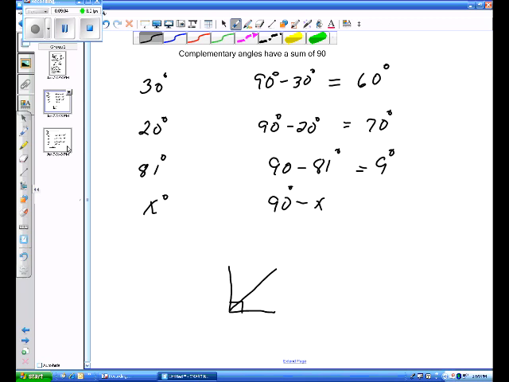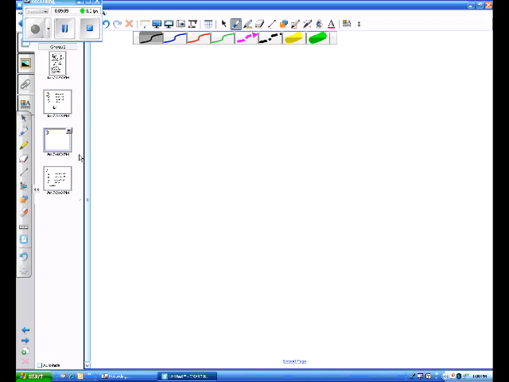One of the types of triangles that we use quite often is a right triangle. And so we're going to look at some of the things that deal with a right triangle. A right triangle is simply a triangle that has a right angle.